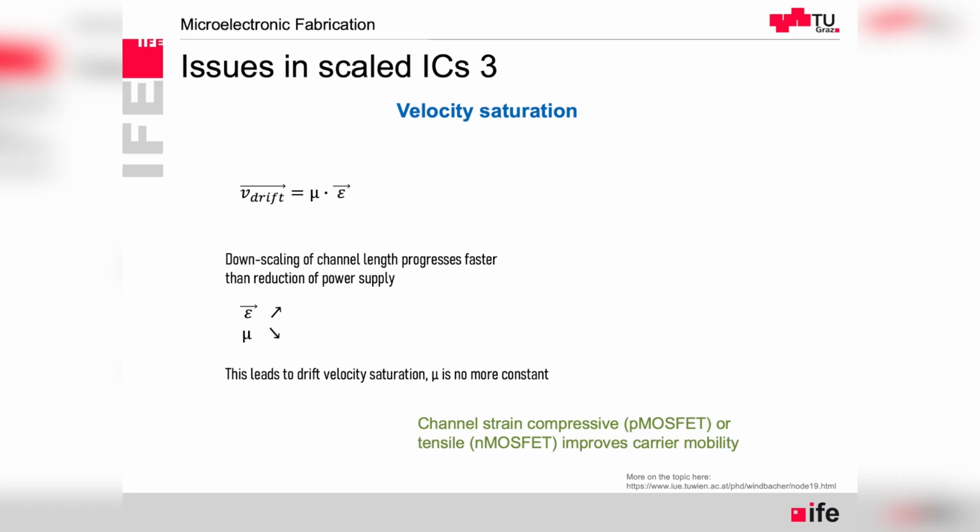For p-MOSFET, we need a compressive strain, and for n-channel MOSFET, the tensile strain in the opposite direction will be beneficial. So one way is the germanium doping, but also there are some special liners applied on the gate which also change the tension, and correspondingly the mobility can get improved.